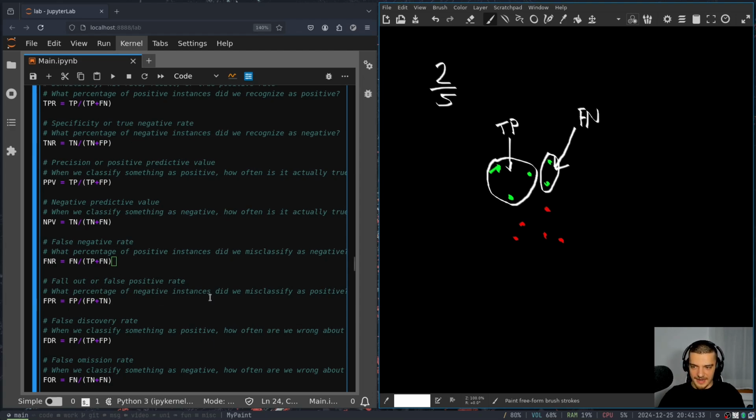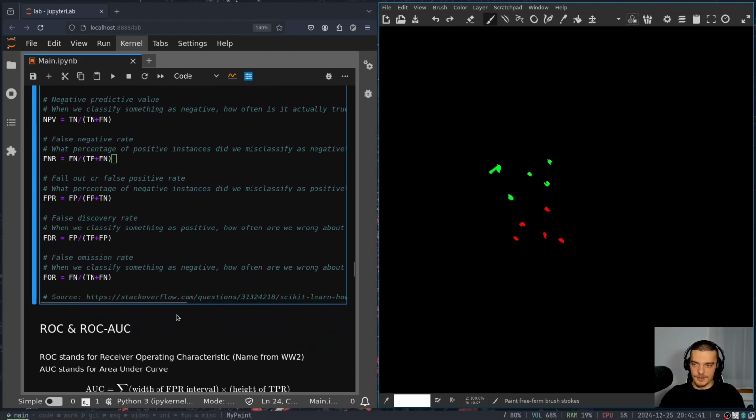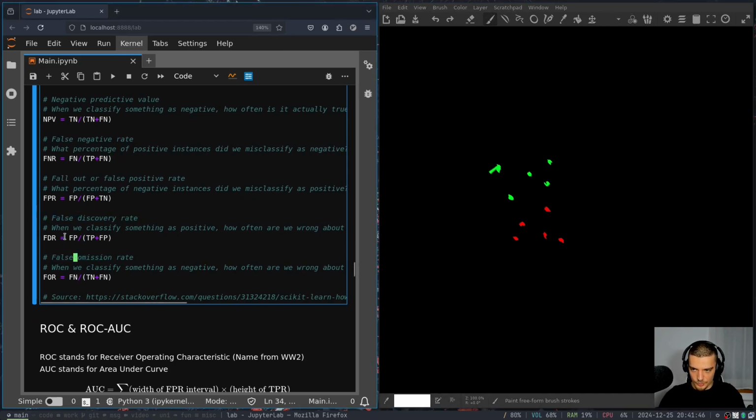Same thing goes for the FPR. The false positive rate would be the same thing, just with the red instances, with the dogs, so to say, just the other way around. And then we also have the false discovery rate and the false omission rate, which is when we classify something as positive, how often are we wrong about this?